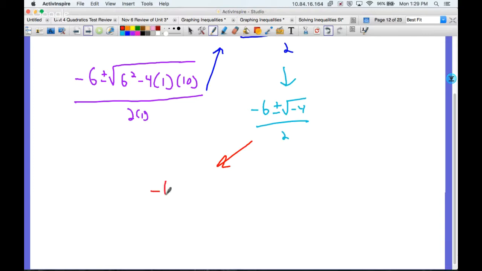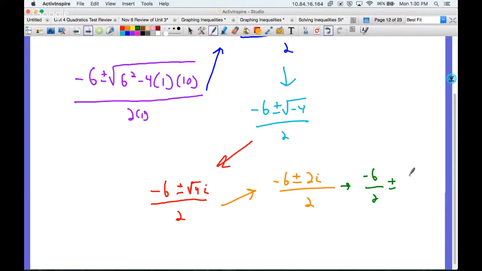Which becomes -6 plus or minus, we'll say it's the square root of 4i. That negative can just jump out as an i, all over 2. Should become -6 plus or minus 2i all over 2, which can become -6 over 2 plus or minus 2i over 2. And we simplify both those fractions to get to our final answer.